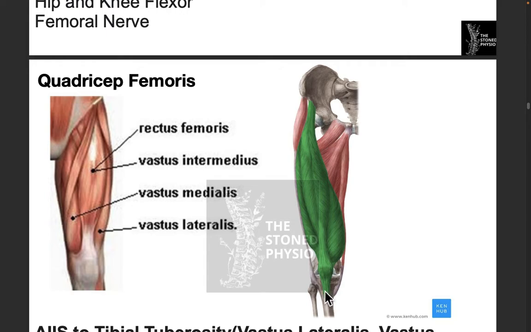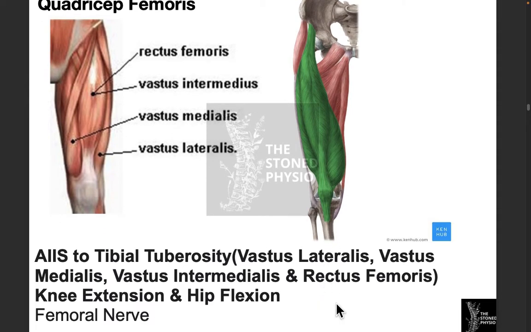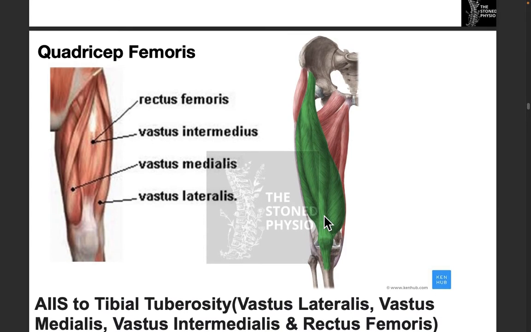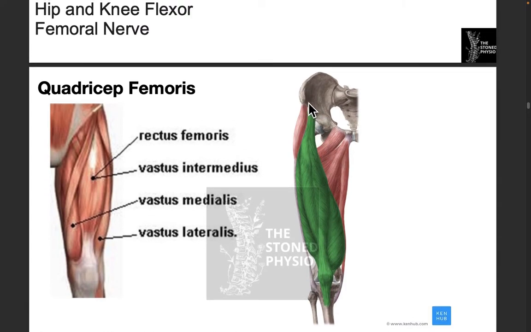Shin of tibia. That is the tibial tuberosity ना, not the shin. हाँ ठीक है. शिन हमारा ये वाला पार्ट है, shin of tibia. This is the tibial tuberosity. ठीक है. Tibial tuberosity, and origin is at the AIIS. ASIS पे it was the sartorius. But anterior inferior iliac spine, just below that we have the origin for the quadriceps femoris.